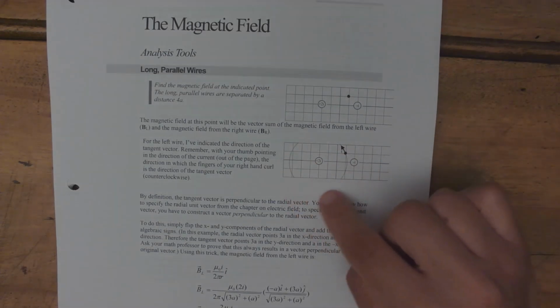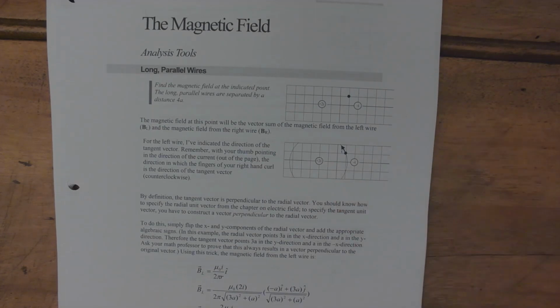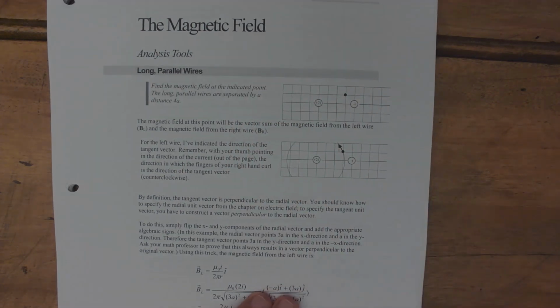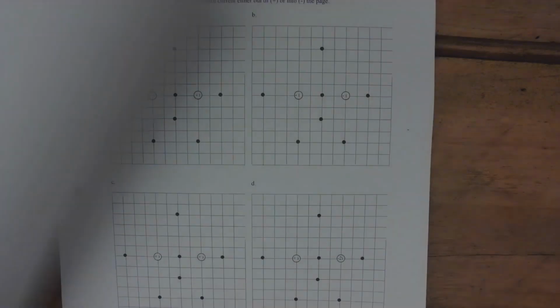But anywhere on the circle, the direction is tangent to the circle, and for the wire carrying current out of the page, it's pointing in the counterclockwise direction. So now we're going to turn to page 16 and see how this works in an example problem.